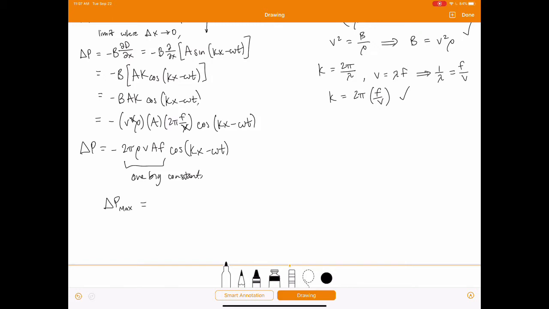So the maximum pressure change that will occur in this sound wave is equal to 2 pi times rho, that would be the density of the material, times v, the speed of the sound wave, times a, the amplitude, times f, the frequency. That is the maximum pressure change in the sound wave.